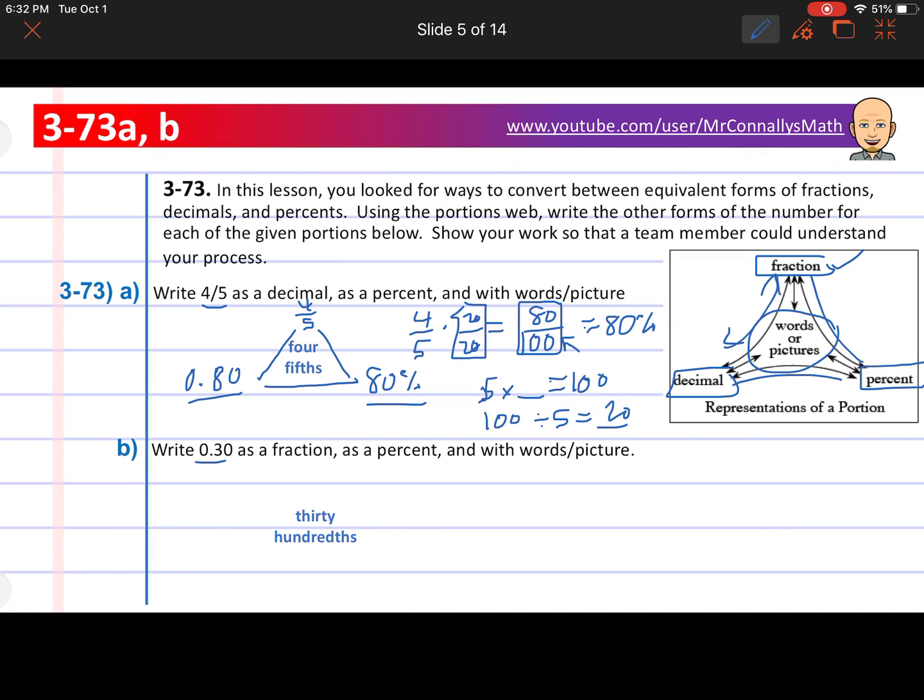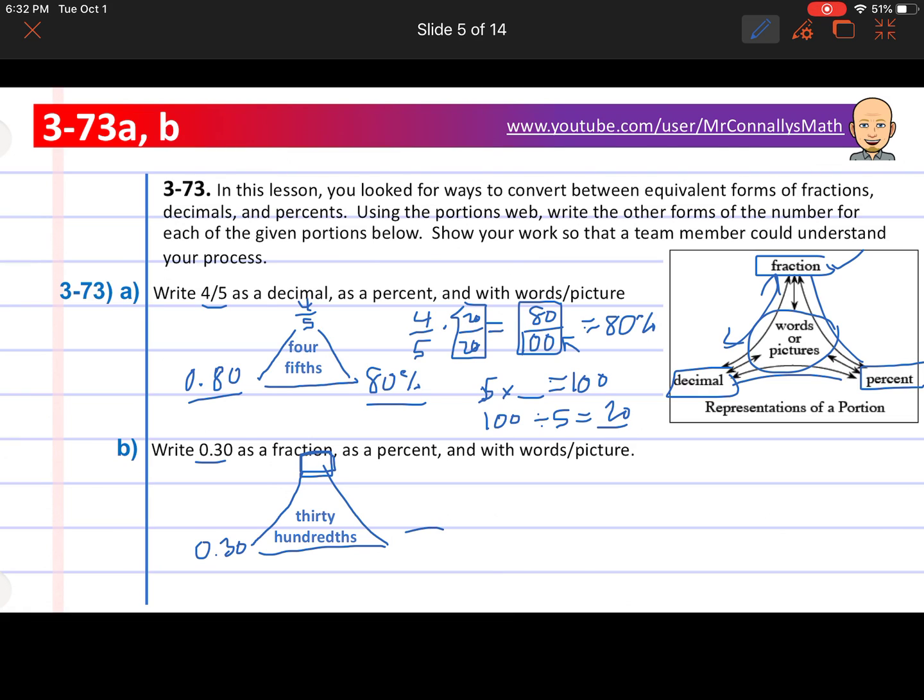0.30 as a fraction, percent. Of course, we'll do the whole thing. So 0.30, that's the decimal over here. And if we look at it backwards, we know this is the same as 30/100ths. Okay, 30/100ths is the same as 30 over 100. So go ahead and at the top put 30 over 100 as a fraction.